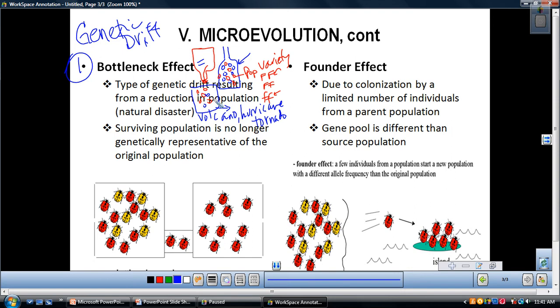And so if, as a result of this natural disaster, you have more members surviving of a certain representative, they're going to reproduce at a higher rate, and your new population is not going to be representative of what the original looked like. Okay, so let me show you an example.